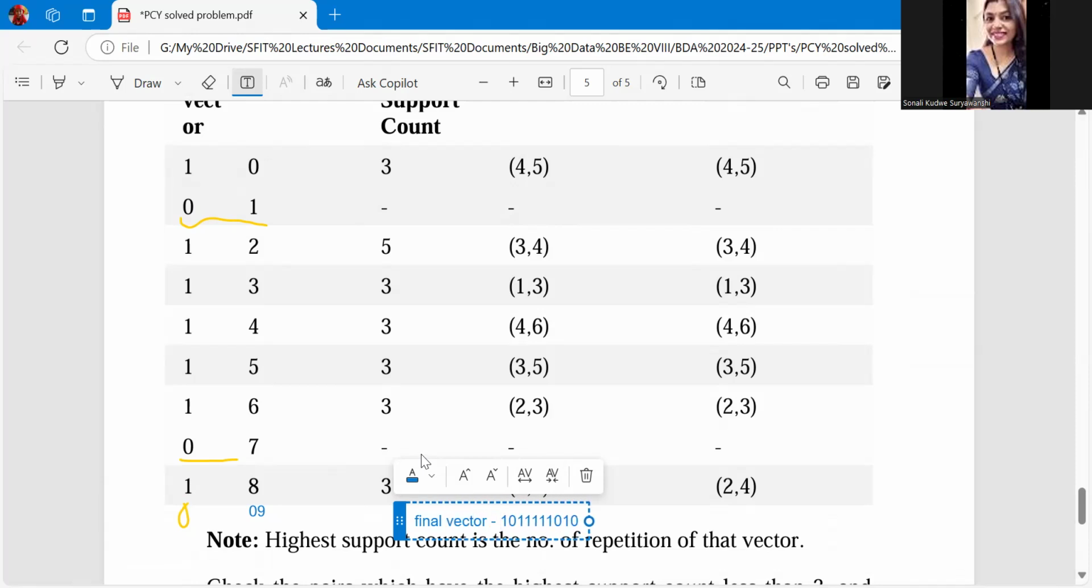So this is the final bit vector. Sometimes the question they ask is, show the final bitmap of the PCY algorithm. So this is the final bit vector map. Okay, so these are the pairs.